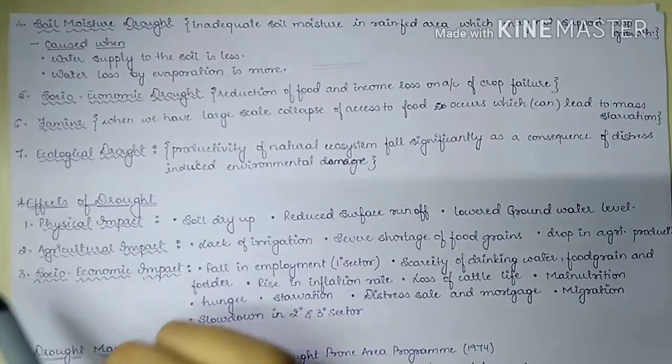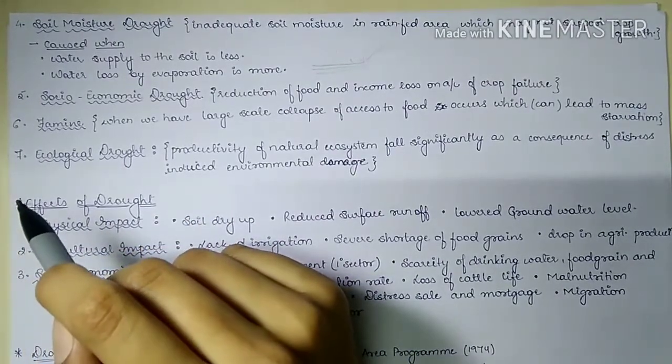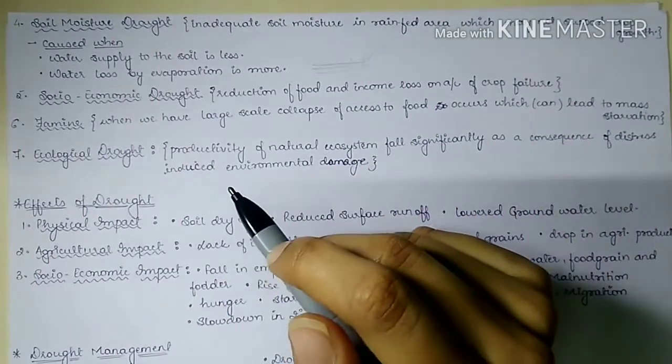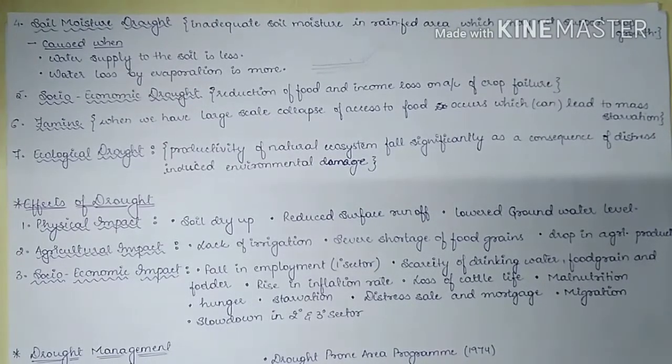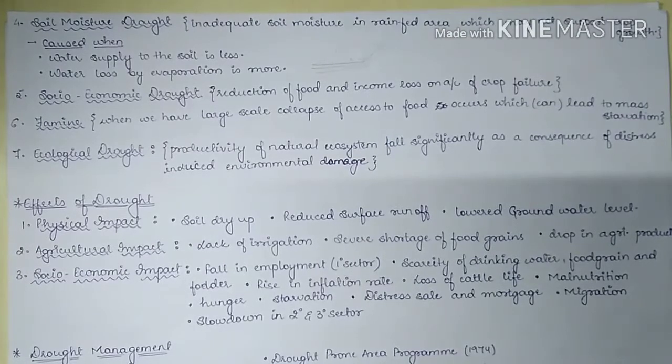Then fifth is socioeconomic drought. Socioeconomic drought is actually the reduction of availability of food and income loss on account of crop failure. So we have a reduction in food availability, because fewer food crops are grown, and then we have loss of income on account of crop failure. And because of this we have endangerment of food and social security of the people in the affected area.